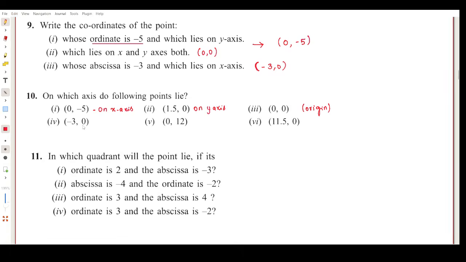Fourth one, minus 3 comma 0. This is x comma 0, on the x-axis. Next is 0 comma 12. That means 0 comma y belongs to the y-axis. Now this is x comma 0. X comma 0 means on the x-axis.